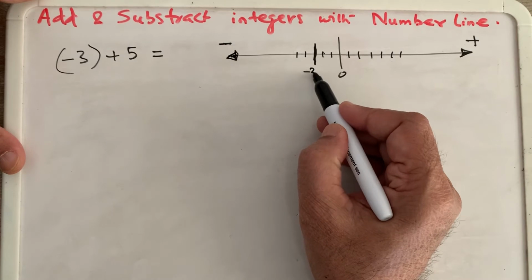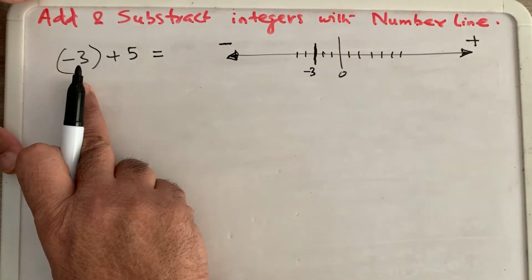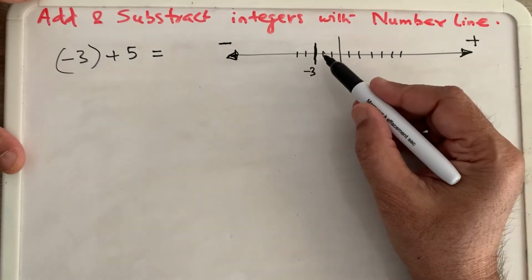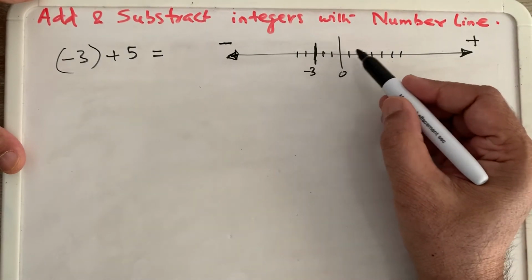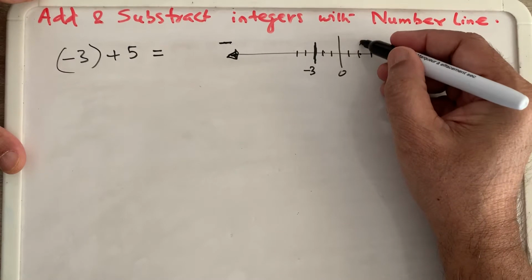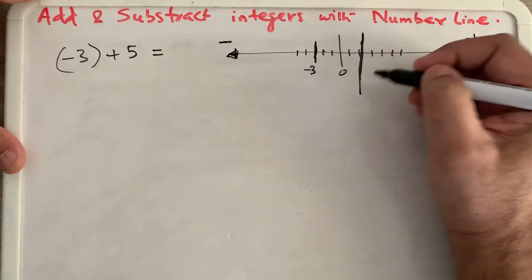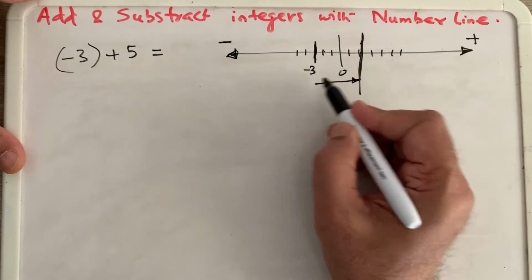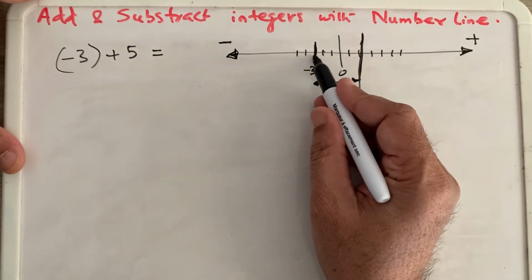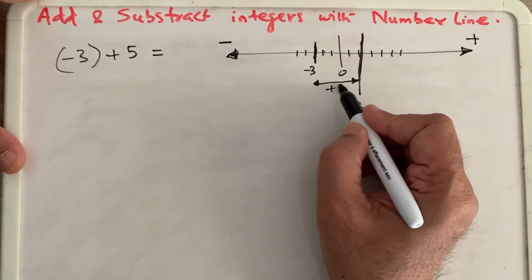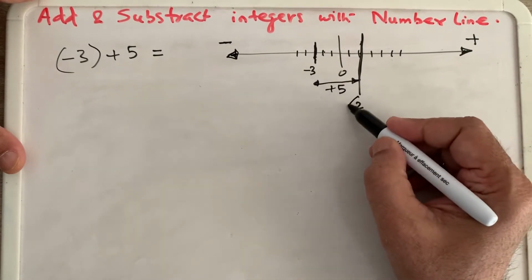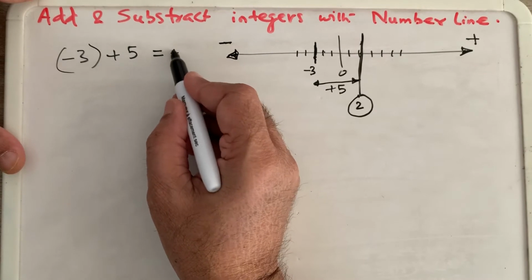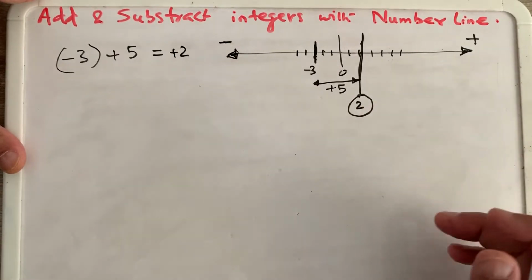I move to the left 3 digits. I am at -3 as per the question, and plus 5. Now I have to move right. How much? 5. 1, 2, 3, 4, 5. So I move 5 and I am at 2. So my answer is 2 because I moved 5 from -3. So -3 plus 5 gives me the answer of 2. My answer is on the plus side.